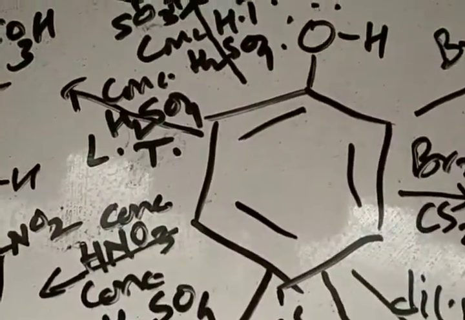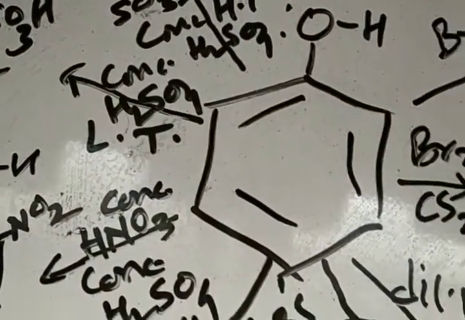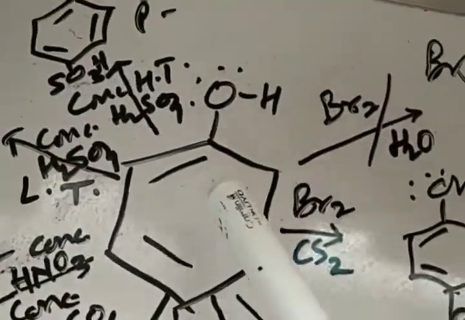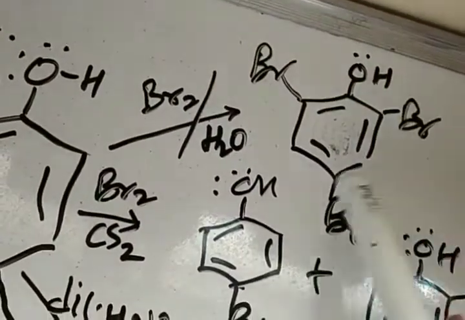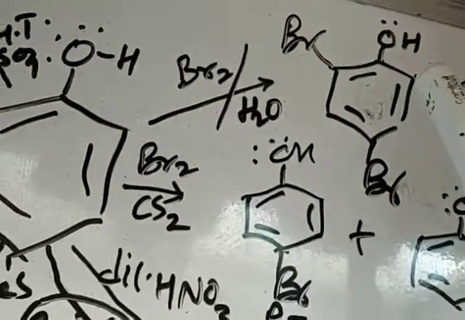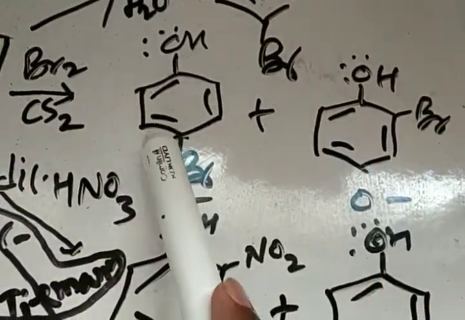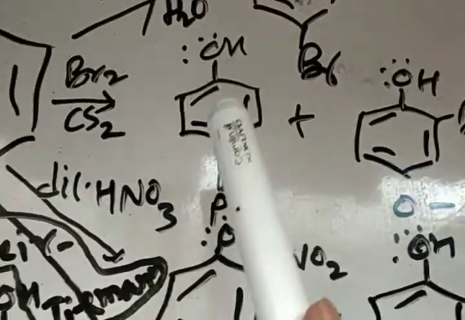Hi students, in our last period we have discussed electrophilic substitution reactions of phenols. In that, we reacted phenol with bromine water and got 2,4,6-tribromophenol. If we react phenol with bromine in the presence of carbon disulfide, we get a mixture of orthobromophenol and parabromophenol. In that, parabromophenol is the major product.